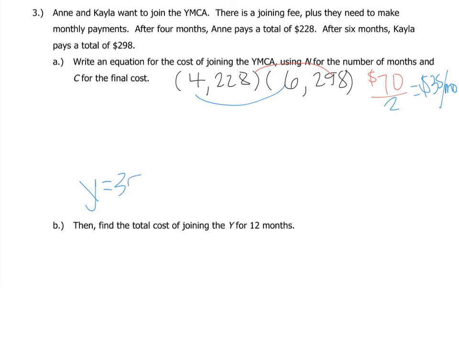C equals 35N. Sorry, not y. It tells us up above that the total cost needs to be C. So C equals 35N, because N is going to stand for number of months. But now we need to find our starting point. If we look at Kayla's, you actually just pick either one. We do 4 times 35, because 35 is how much they pay per month, and she went for 4 months. 4 times 35 is $140. But you see that she paid $228.